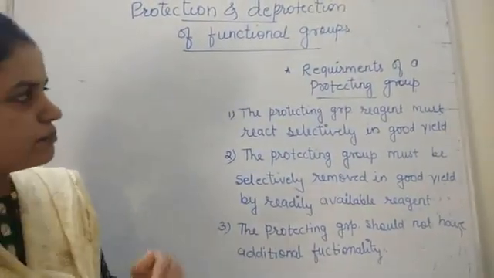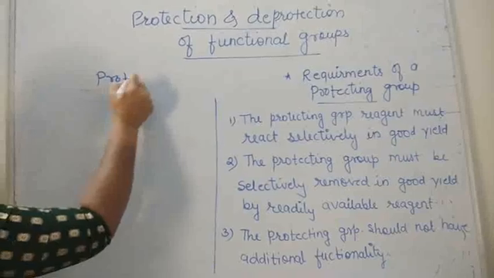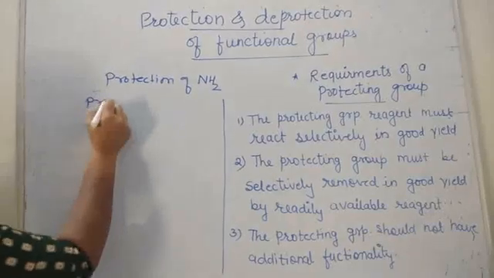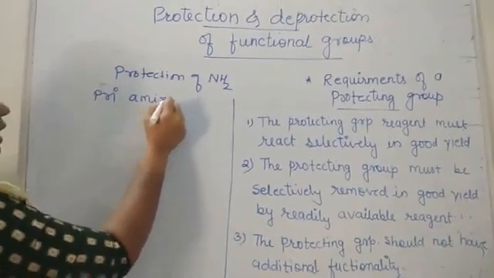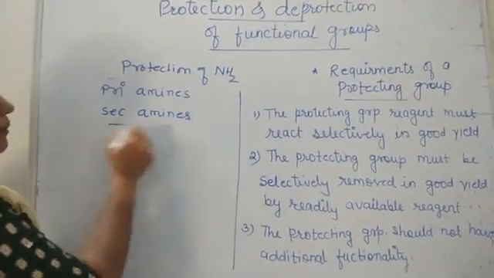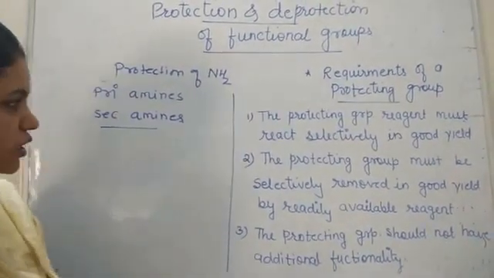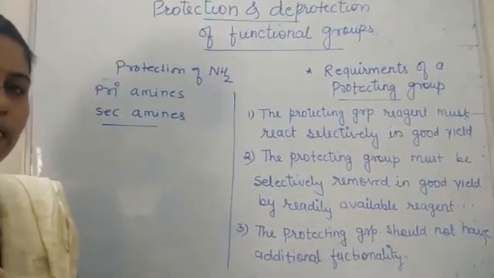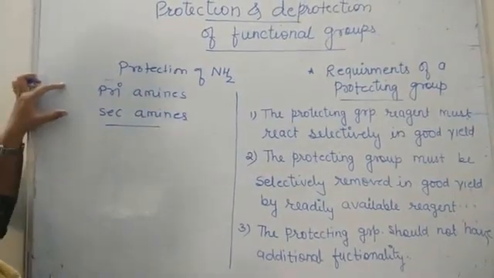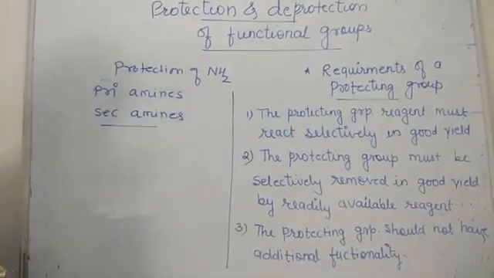Now, moving towards our next topic, that is protection of amines. Today we see the protection of amines, that means primary amines as well as secondary amines. These primary and secondary amines are both very prone to oxidation and metallation. That means they are very reactive to organometallic compounds, and that's why there is a need to protect these amines before performing any type of substitution reaction in difunctional or multifunctional compounds.